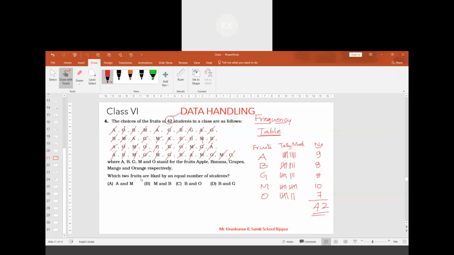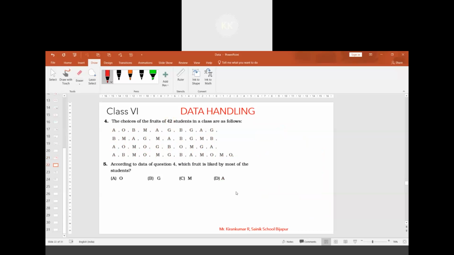Which two fruits are liked by an equal number of students? These are the two fruits. Option D. Actually, banana with guava, option D.